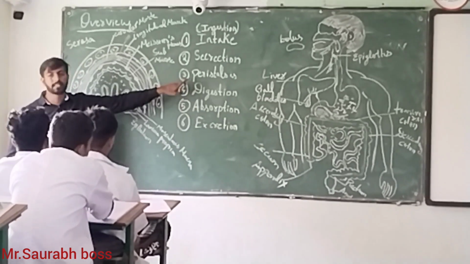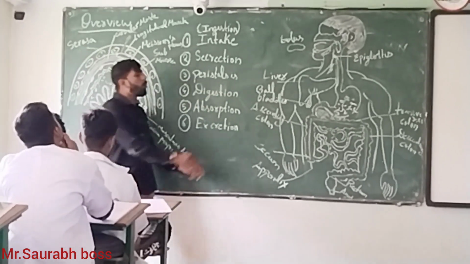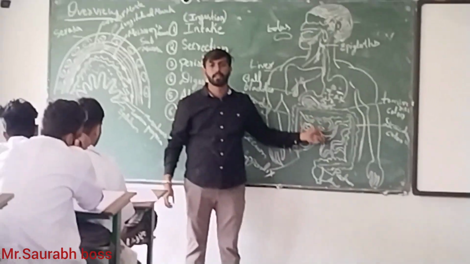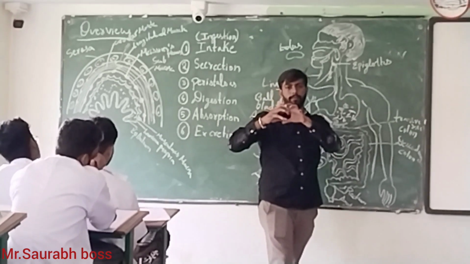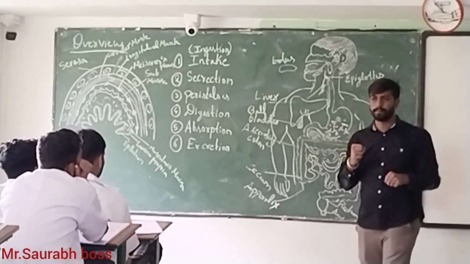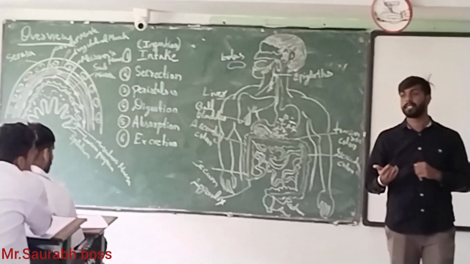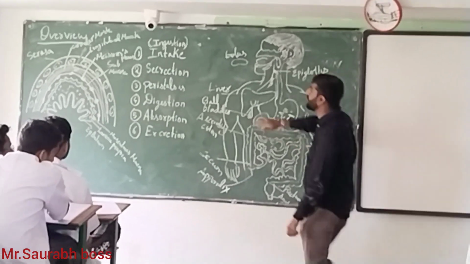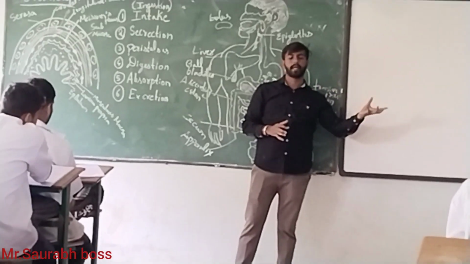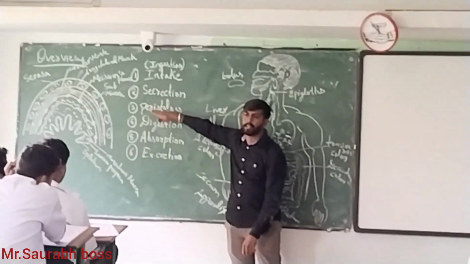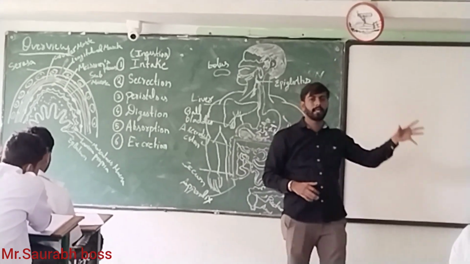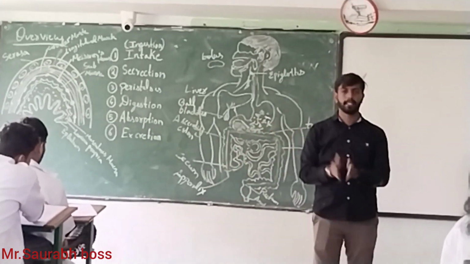Then peristalsis. The esophagus is there, and the small intestine is there. How will they transport the food from one part to another part? They will transport by contraction and relaxation. That is called peristalsis. Movement of food with contraction and relaxation is called peristalsis. Just remember. Then digestion, with the chemical and the mechanical, it gets digested.